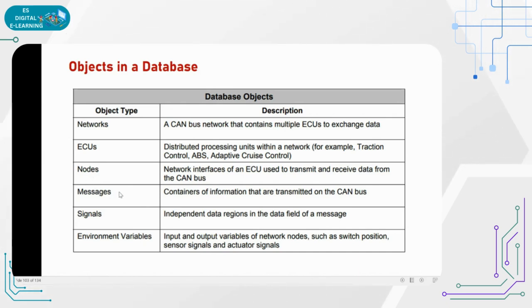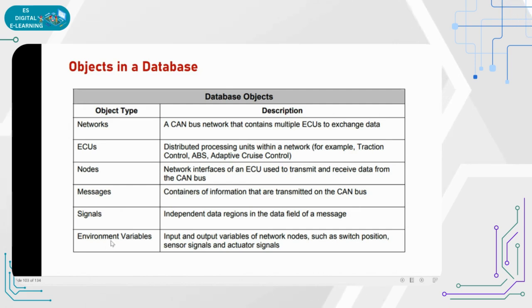Next is a message. It contains the information that is transmitted on the CAN bus, that is transmitting or receiving. Whatever information you need to exchange will be in the form of a message. Next, coming to the signals. A signal has a separate space related to a message. It is an independent data region in the data field of a message. That will be the signal.